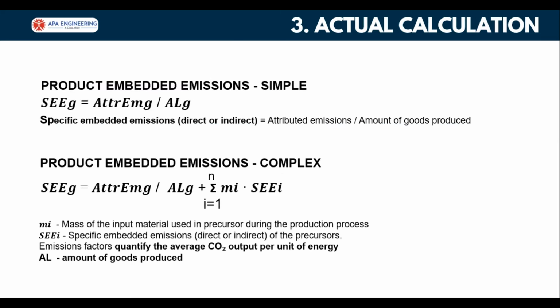So moving over. This is the actual calculation, which is the prescribed EU methodology. So you can see this is how you calculate your specific embedded emissions. We have given the formula here. Due to lack of time, I don't want to go into depth. Right now we'll be using product embedded emissions, which is complex. So there are some complex input materials and a complex good is coming out. So we will be using the complex product embedded emissions formula. You can see that SEEG is the specific embedded emissions, which is direct or indirect. So you will identify your specific emissions for both direct emissions and the indirect emissions also. That we will find out by the overall attributed emissions divided by your amount of goods produced, and it will also include all the precursors you have used during the manufacturing production process.